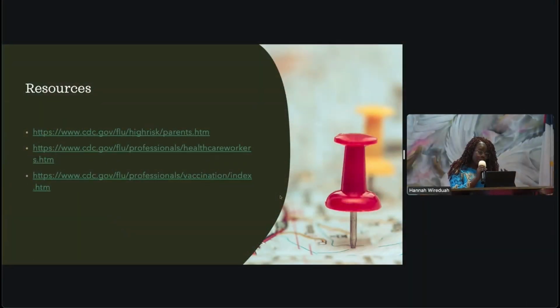And here are some resources that are important. If you want to know more about flu and how it works, especially for healthcare providers, nurses and healthcare workers, the second link can help you. If you want to know more about the vaccination schedule, which is updated every year, the third link can also help you. And if you're a parent, educate yourself about how to help your children protect themselves against flu. The first link can also help you with that.